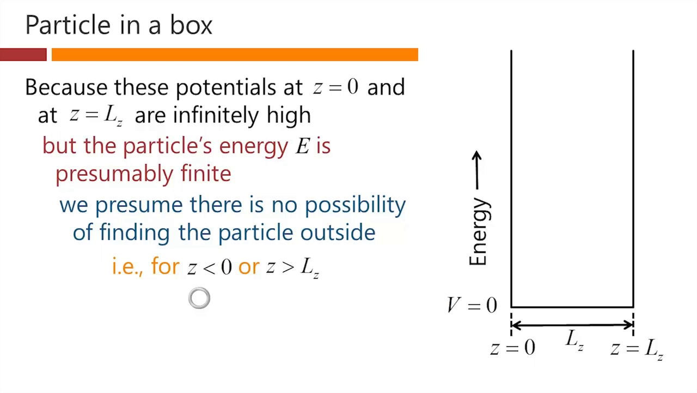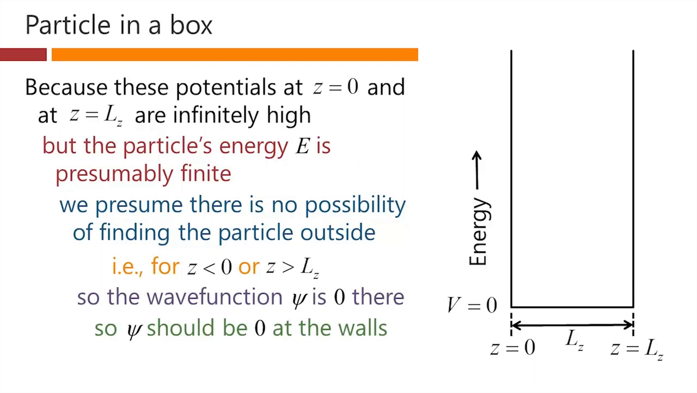So for z less than 0 or z greater than Lz, we presume the wave function is going to be 0. So it's going to be 0 out here, and it's going to be 0 out there, because we don't think there's any probability that we would find the particle out here. And so we reasonably assert that the wave function should also hit 0 at the walls. This is just an assertion we're making, but we're going to assert that.